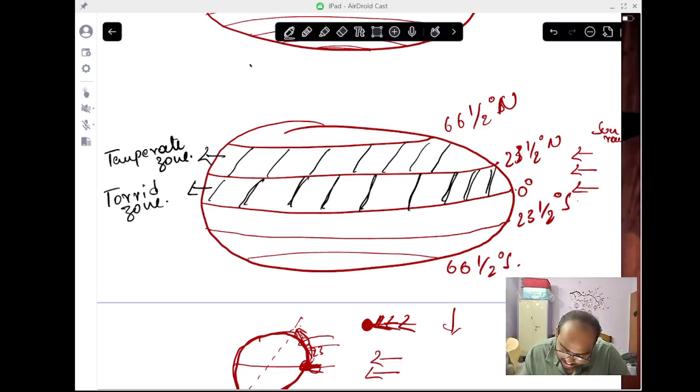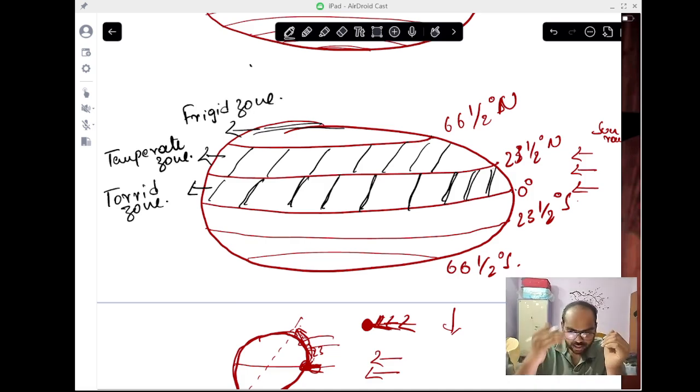And beyond the Arctic Circle, the sun does not rise above the horizon. So there would be complete darkness for 6 months and complete daylight for 6 months, and we will learn about it once we enter climatology. That is, the number of rays falling on that part, above 66.5 degrees north, is very, very less. So this area is called the frigid zone. Beyond the Arctic Circle up to the poles, we call it the frigid zone. Same in the case of the southern hemisphere.